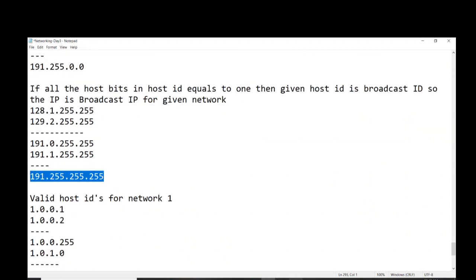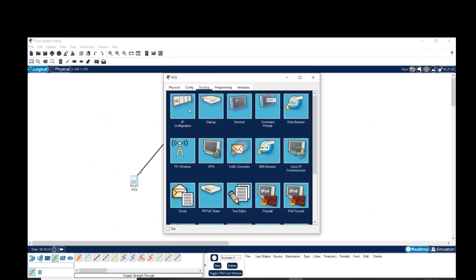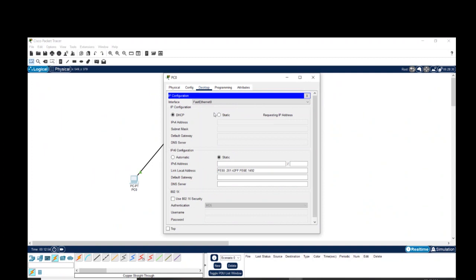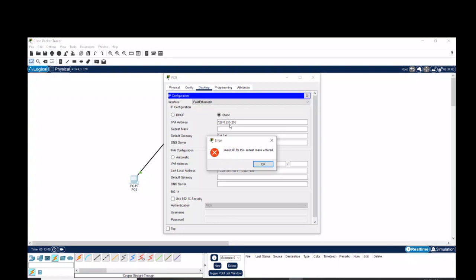If you try to assign this to a system, it will not accept. You can check here: 128.0.255.255 is invalid, because the host bits in the host ID are equal to 1. So it is the broadcast IP for that given network. What is the network ID here? 128.0 is the network ID and 255.255 is the host ID, but it is a broadcast ID. So we call this the broadcast IP for network 128.0.